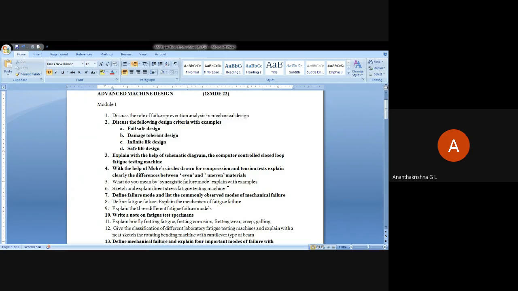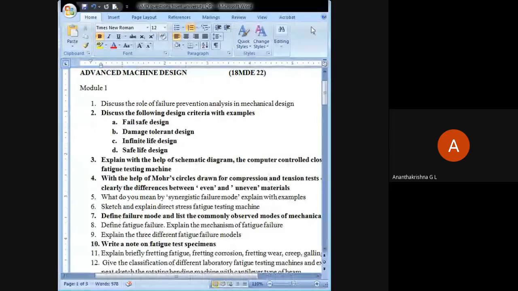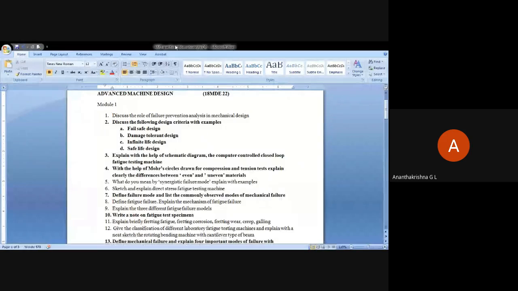Keep writing neatly. No hatch-patch writing, no hurry-burry writing. It should be neat. If you get any doubt, please let me know.